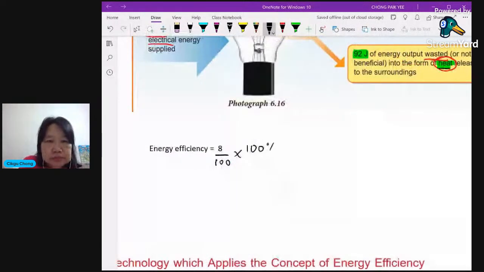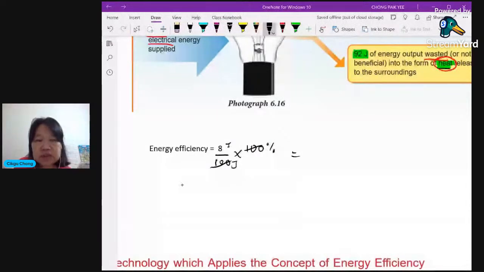Okay, now this one you can put joule, this one you can put joule. Actually, the joule and joule already cancel. Make sure the 8 is joule, 100 is also joule, so actually it's cancelled. So you can see, you can simplify it. What is your answer? You can cancel 100, you get 8. Because you cancel off the joule up there and the joule down there, your answer is always in percentage.